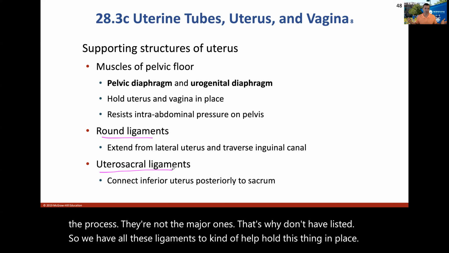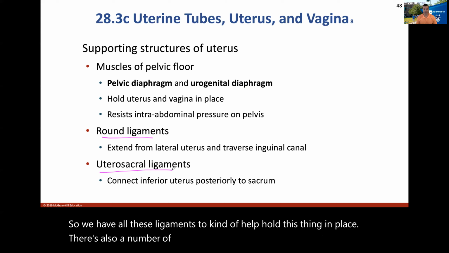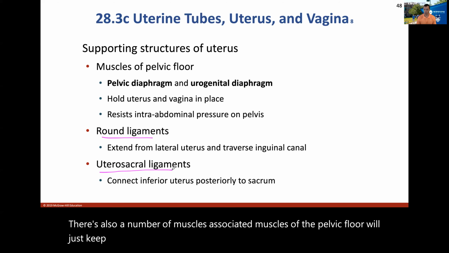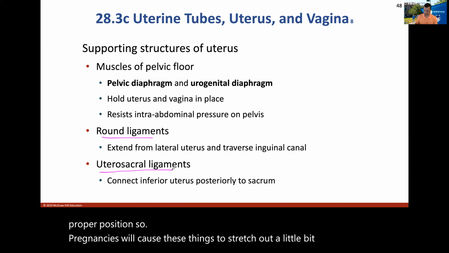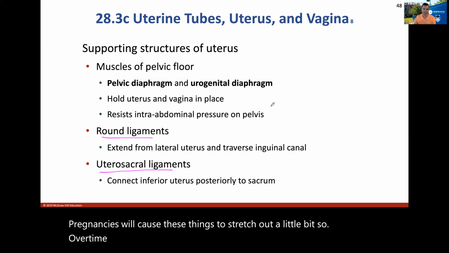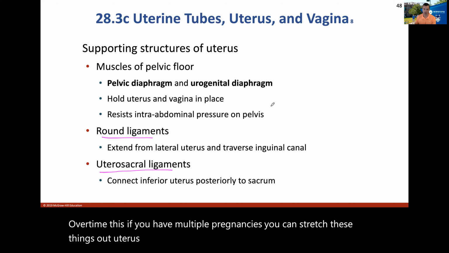There are also a number of muscles associated, muscles of the pelvic floor. We'll just keep it simple. They help to hold the uterus as well as the vagina in proper position. Pregnancies will cause these things to stretch out a little bit. So over time, if you have multiple pregnancies, you can stretch these things out. The uterus can descend and cause some issues.